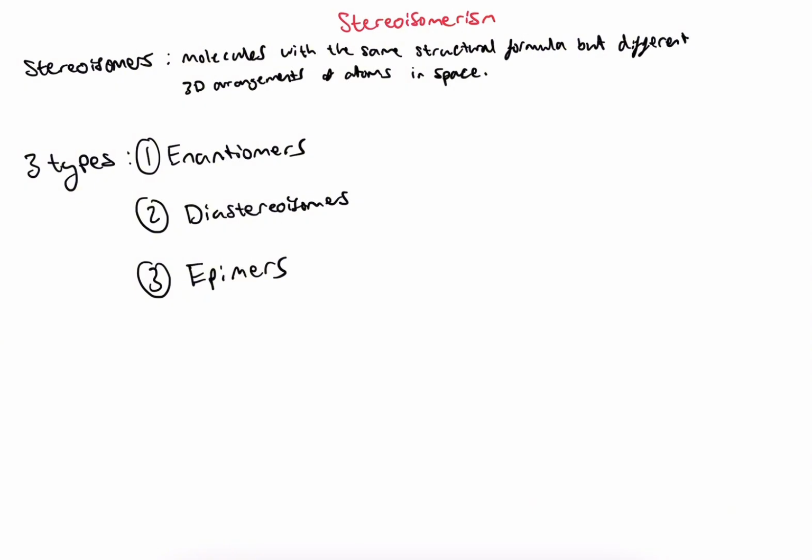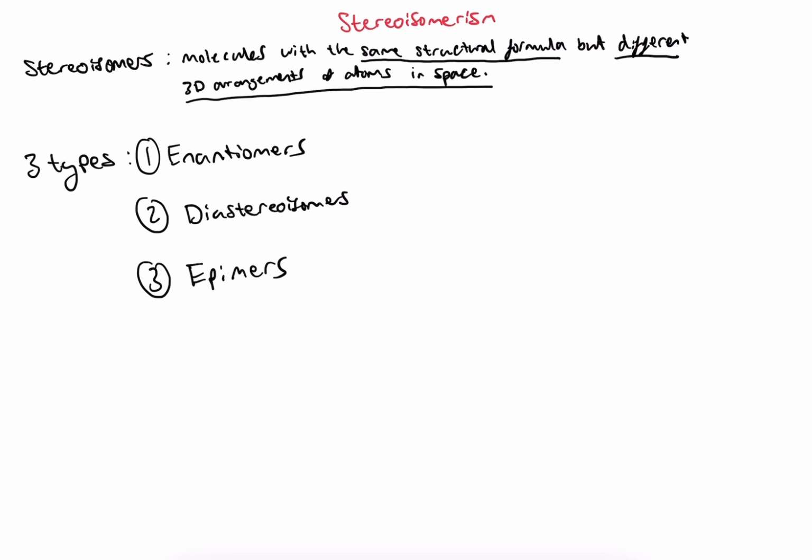To begin with, here we have stereoisomerism and the simple definition up here. Stereoisomers are molecules with the same structural formula but different 3D arrangements of atoms in space. Now the important thing to note here is the same structural formula and different 3D arrangements of atoms in space. You'll see what this really means by the end of the video for sure.